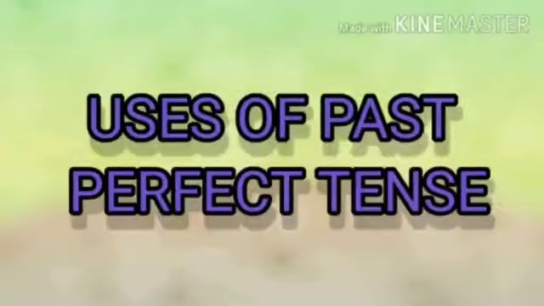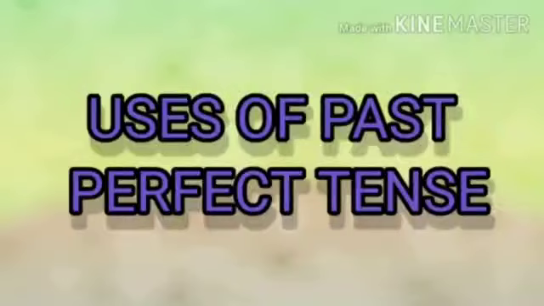I had completed my work before I received a phone call from my brother. Means I had completed, there we are using past perfect tense. I received a phone call, that is simple past. I had completed my work before I received a phone call from my brother. It is not receive, it is received, simple past. One more example. The train had already left when they reached the station.